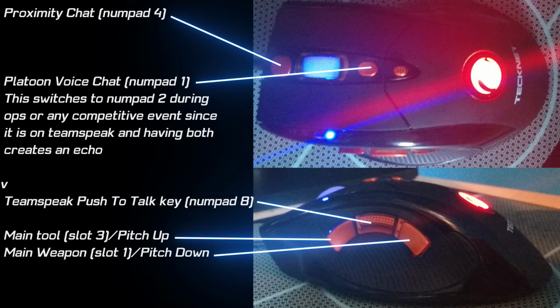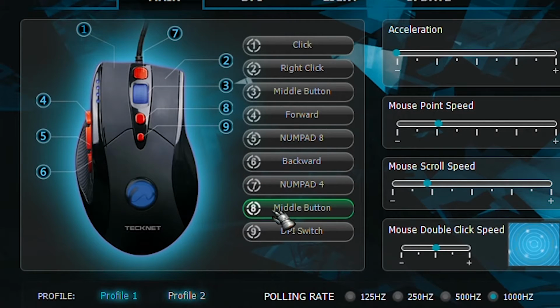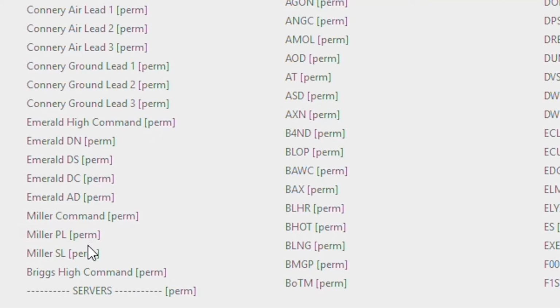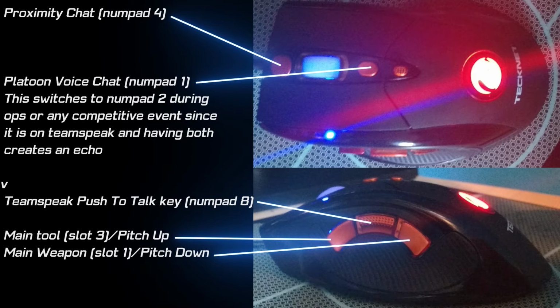I've also got a second macro preset where, when I'm playing in any competitive event or in ops, that switches to number pad 2, which I have set up in TeamSpeak as my key for the likes of Miller squad lead or Redcom squad to squad. So those are the squad leader channel voice setups that I use. Then on the side of the mouse I've got three fun buttons. The middle one, the dotted one, I use for my TeamSpeak push to talk, which is bound to number 8.